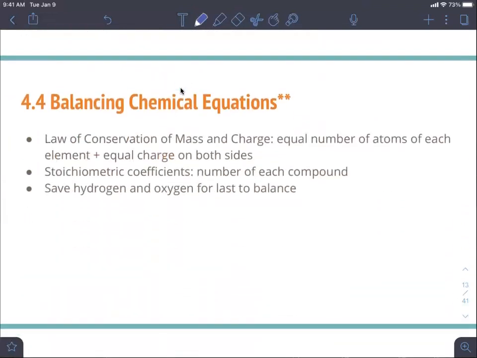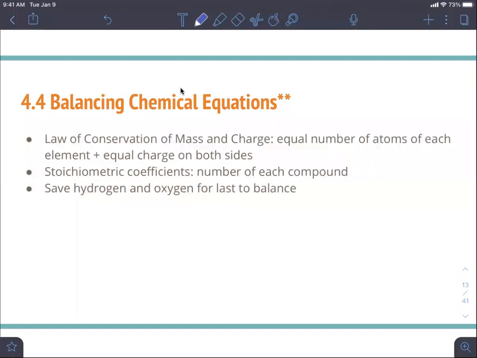Okay, so in balancing chemical reactions, we just need to keep in mind that there always have to be an equal number of atoms of each element plus equal charge on both sides. So equal charges will actually be a lot more in the oxidation reduction section of organic chemistry. So we'll mostly just be focusing on making sure that there's an equal number of atoms of each element in this section. The stoichiometric coefficients are the number of each compound, and you can just see that in the reaction equation. And then just as a tip, save hydrogen and oxygen for last to balance.